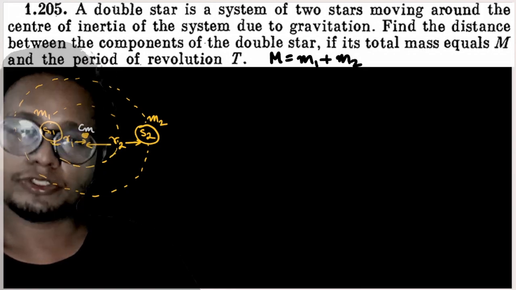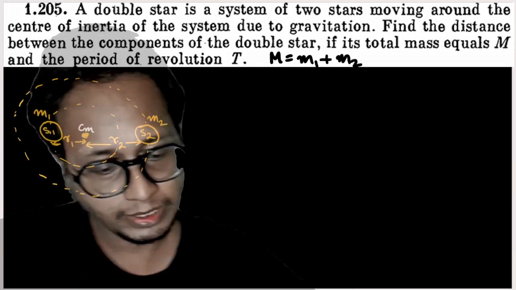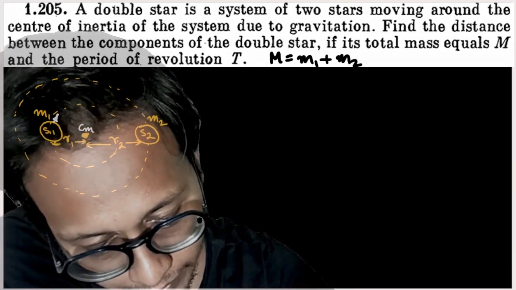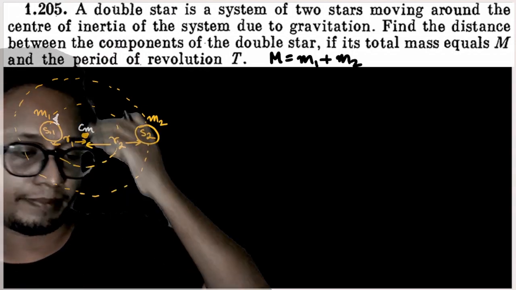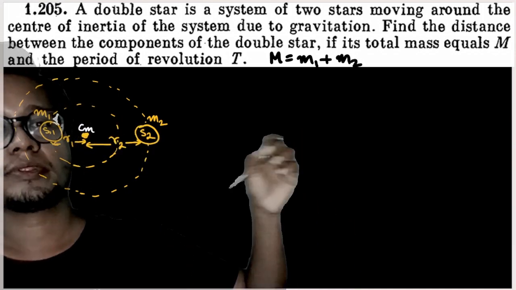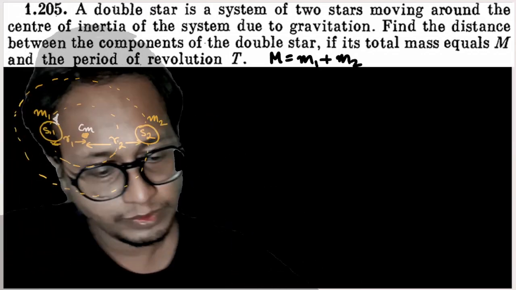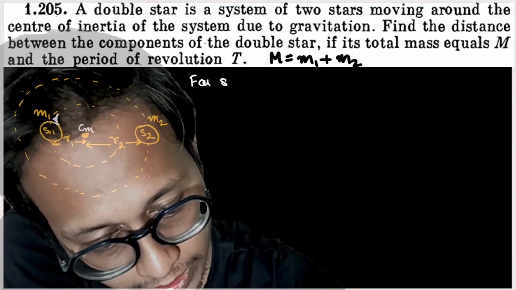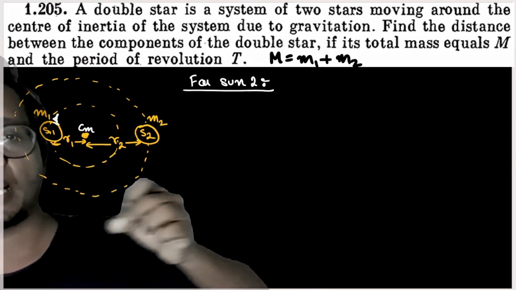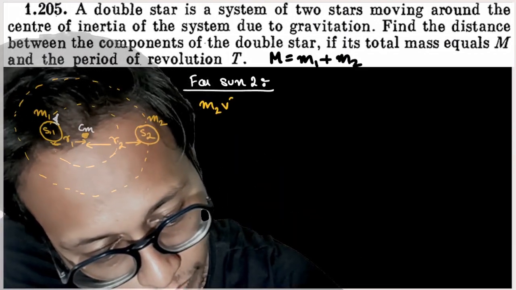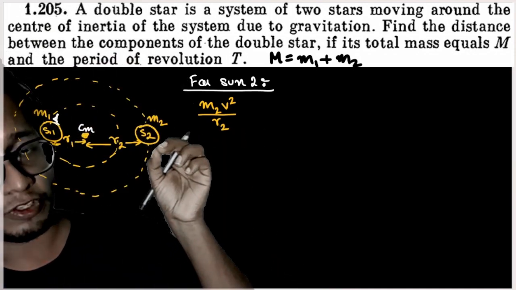Fair and fine. Now, how do I solve this kind of problem? I need to find out this distance here, no? So let me take my origin out here. Now let me apply the circular motion of sun 2. For sun number 2, the centripetal force is m2 v square by r2, where v square is nothing but the velocity of the second sun.